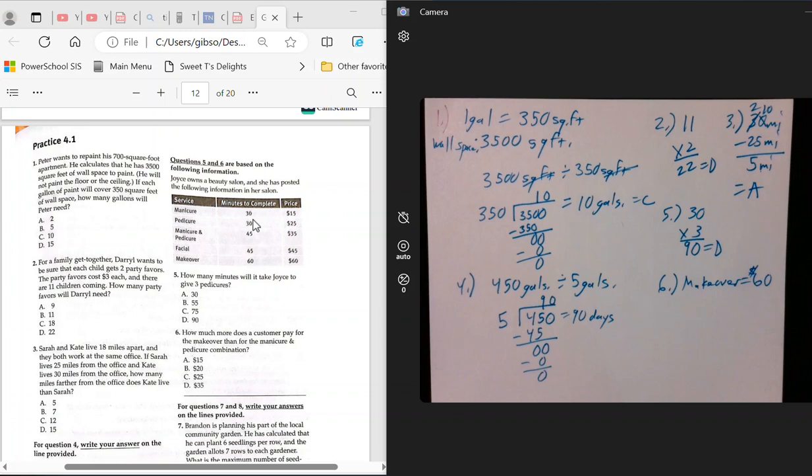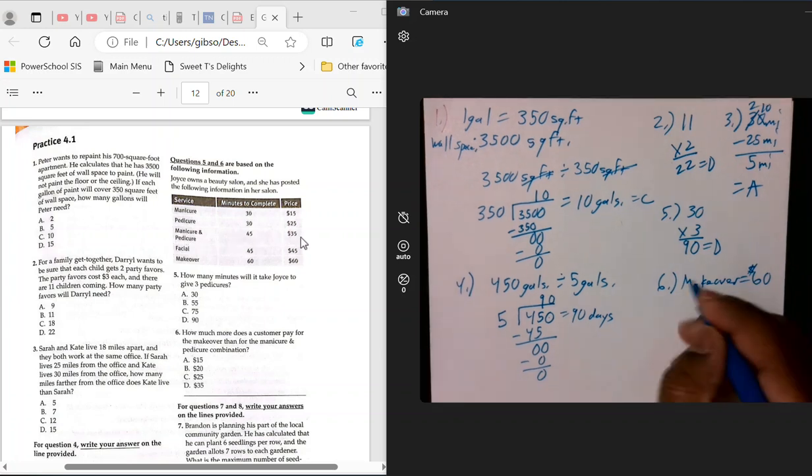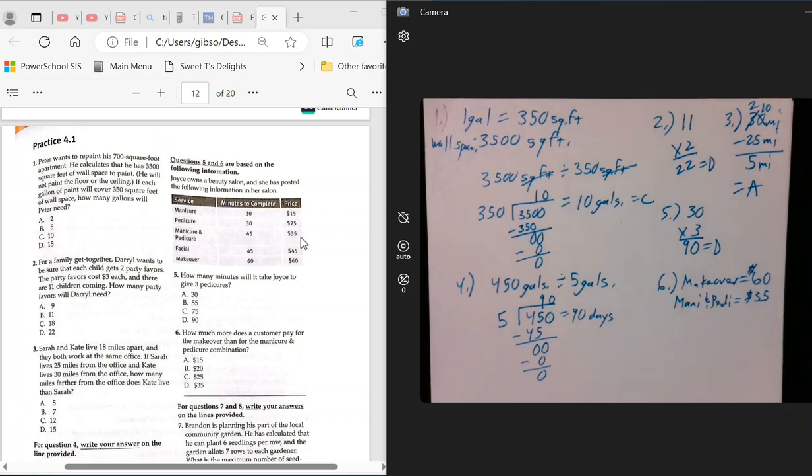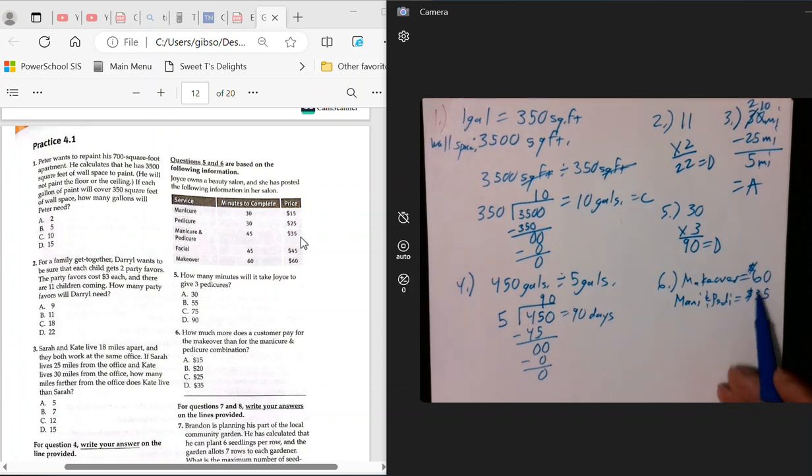Now the manicure and the pedicure, they do have it combined. Manicure and pedicure is $35. So I put mani and pedi. It's $35. So we want to know how much more that it costs for the complete makeover as opposed to the mani and pedicure combined. So we'll take the $60 minus the $35.